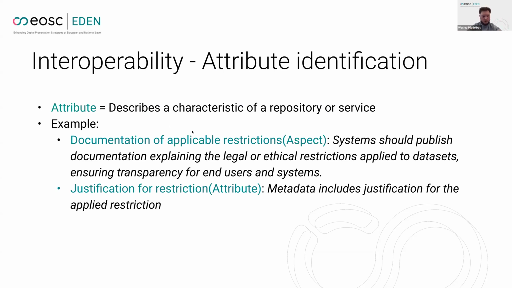And as we also identify attributes for these aspects, because people want, for example, to select a repository which says that they are aligned with community-aligned workflows. So for this, we try to define attributes, and this is an example of an aspect and a related attribute, where a system should publish documentation explaining the legal or ethical restrictions applied to the datasets. An attribute for that, which we identified, was that the metadata includes a justification for applied restrictions.